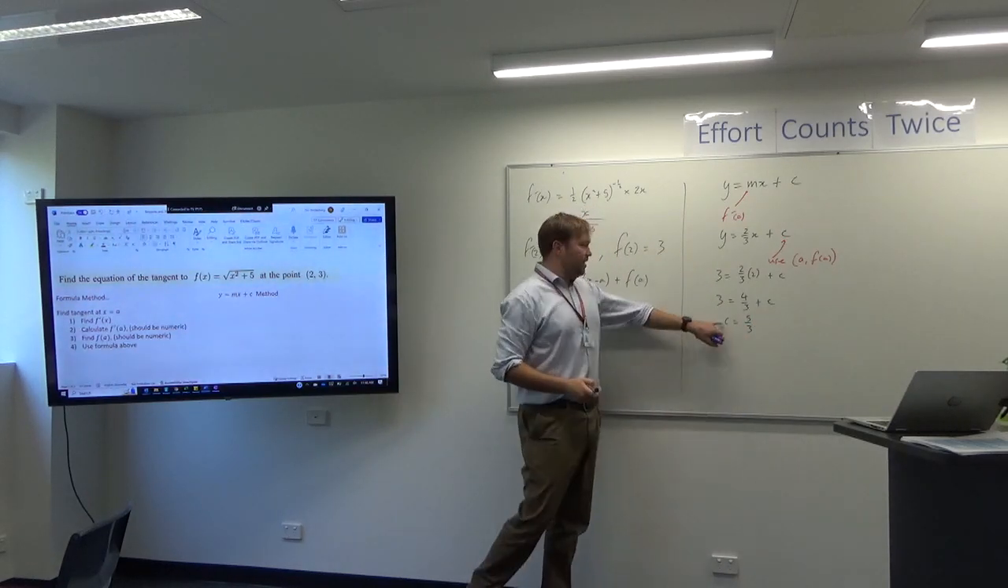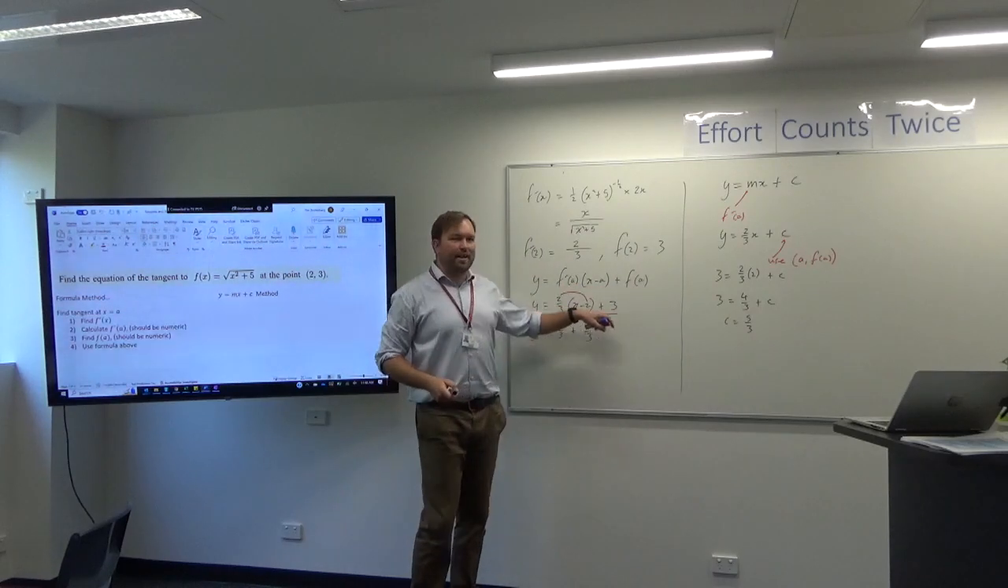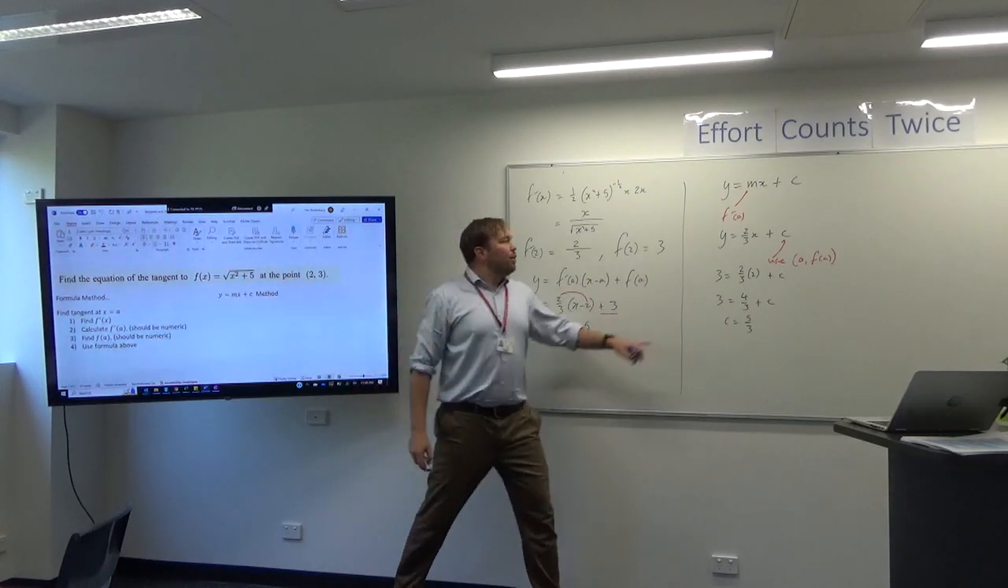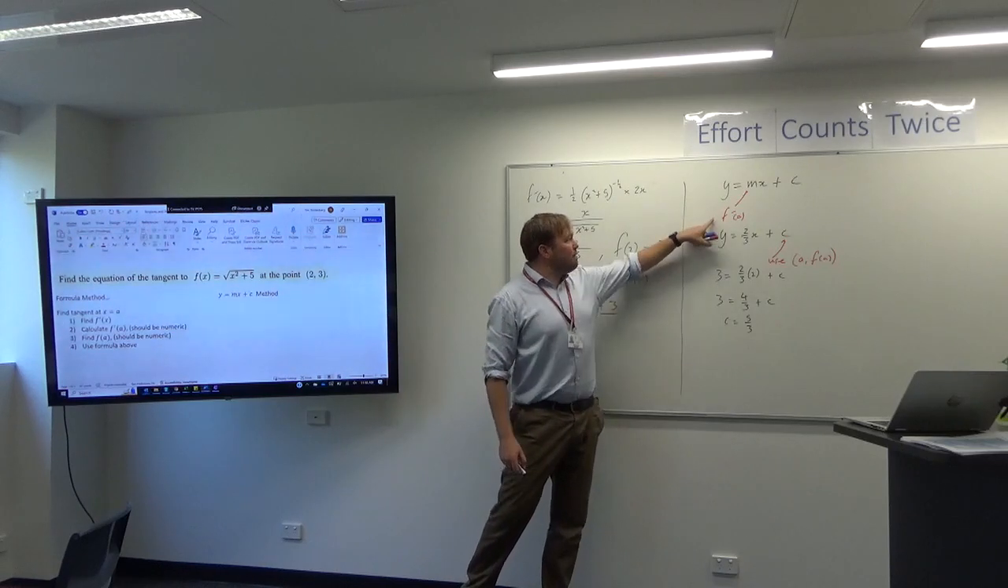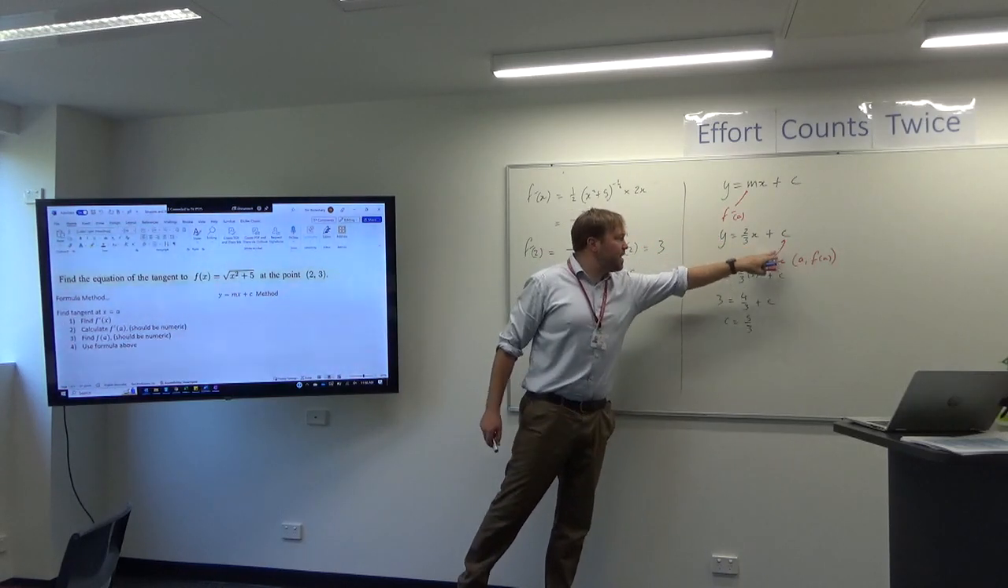And you can sort of see that it's really the same thing coming out here. We're getting to the same place. But this is just a method where you find m first using the derivative, and you find c using the point.